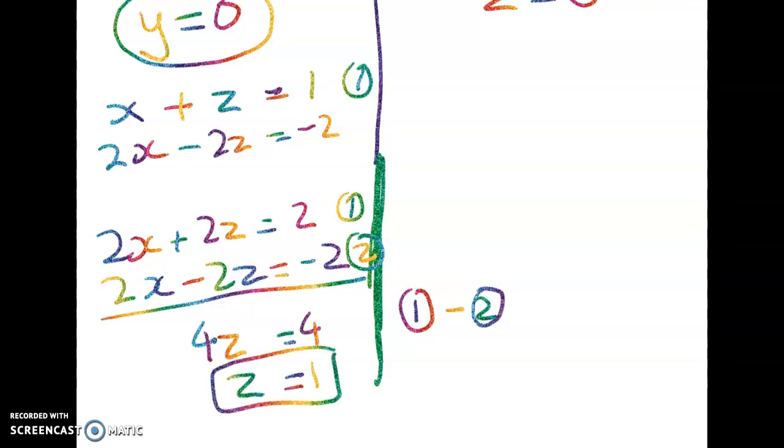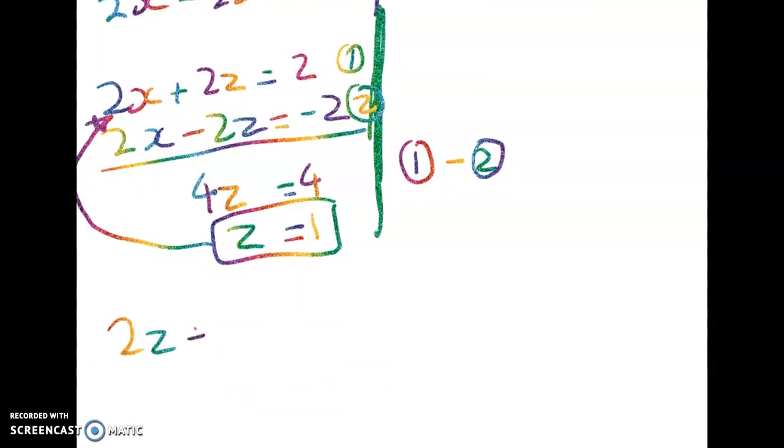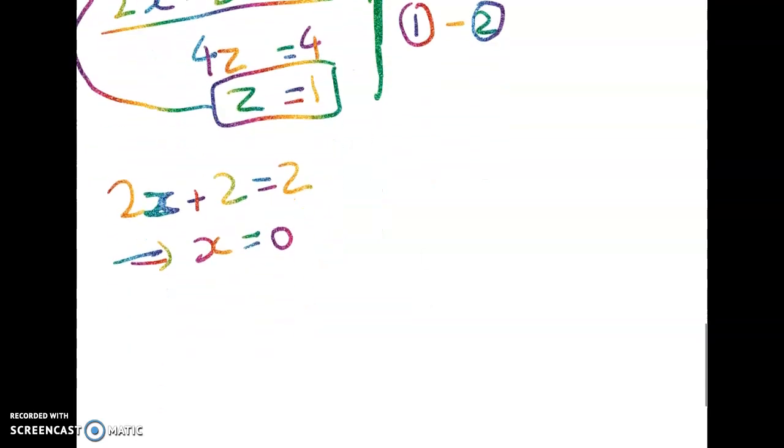So I take that value and I chuck it back into one of those equations. So we'll put it back into this one here, and we get 2x plus 2 equals 2. So x must be equal to 0. And that's given us our first point, which we'll just call A. A is 0, 0, 1.